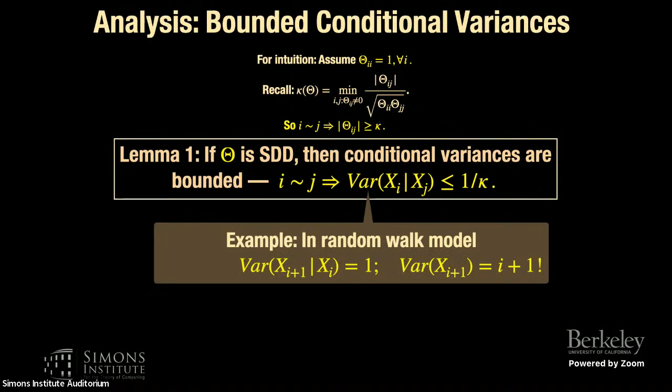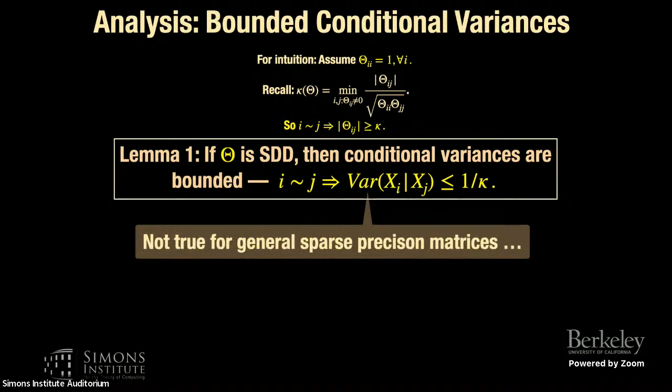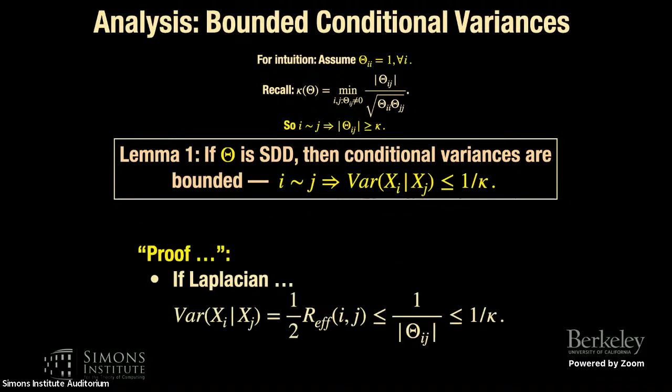So for instance, if you go to the random walk model, the variance of the vertices in the middle is linear in the dimension p. Variance of x_{p/2} is p/2 plus 1. Okay. But the conditional variances, wherever you are on the line, is still just 1. Right? So this is a dramatic drop between variance versus conditional variance. And this lemma is saying this holds for all SDD precision matrices. And this is not true for general sparse precision matrices. It's only true for this special case of matrices. Okay, there's a proof here in quotes, which I'll leave at that.